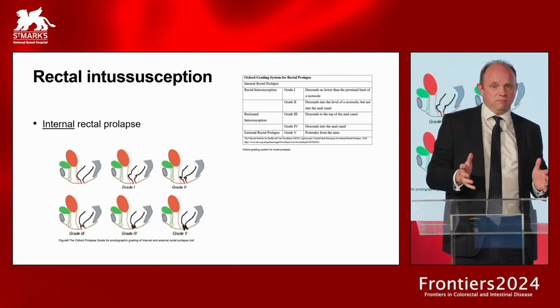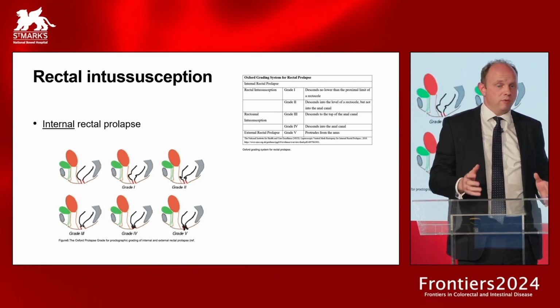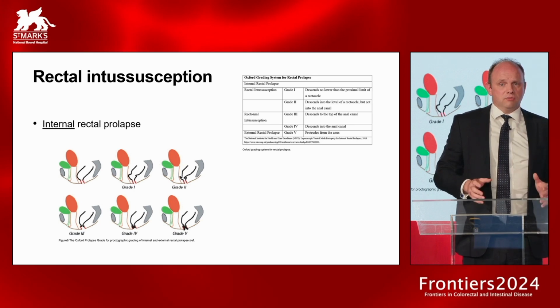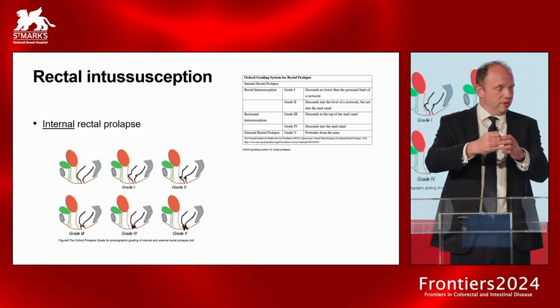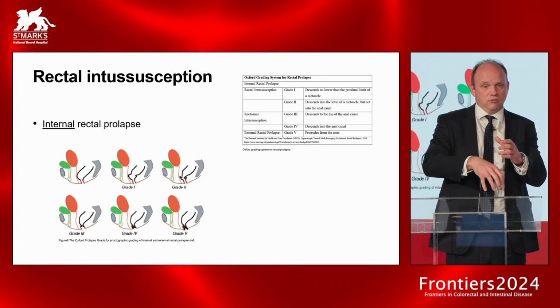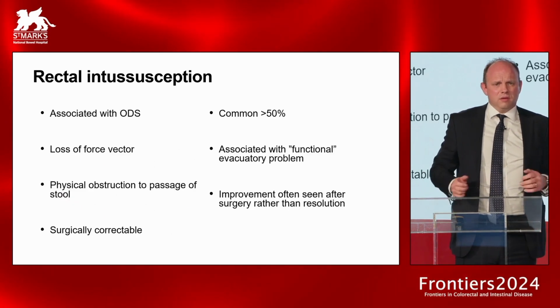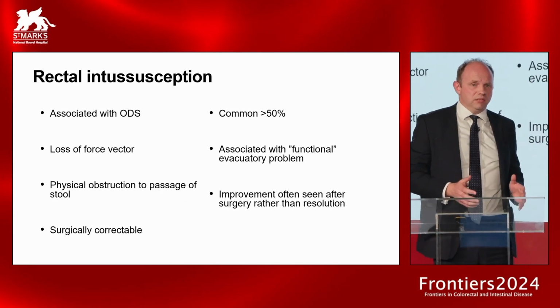Now it's been graded from 1 to 5. Grades 1 to 2 are rectal intussusceptions, where the rectum pushes in on itself. Grades 3 to 4 are where the rectum starts to intrude into the anal canal, and grade 5, it's in the outside world. Now, you'll come across this, the patient will present with obstructed defecation.